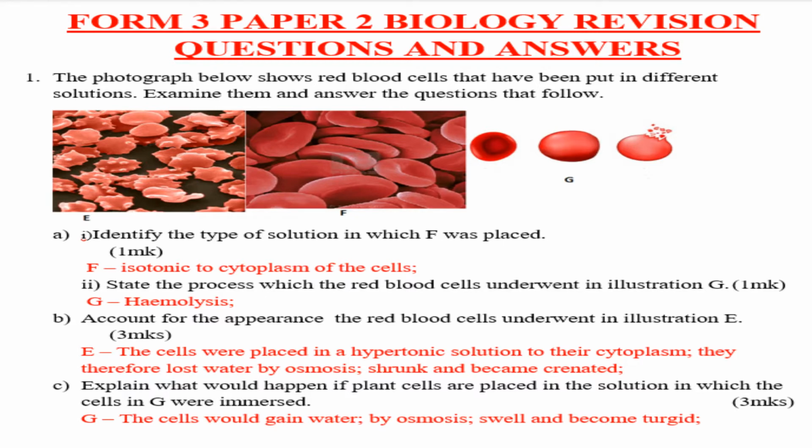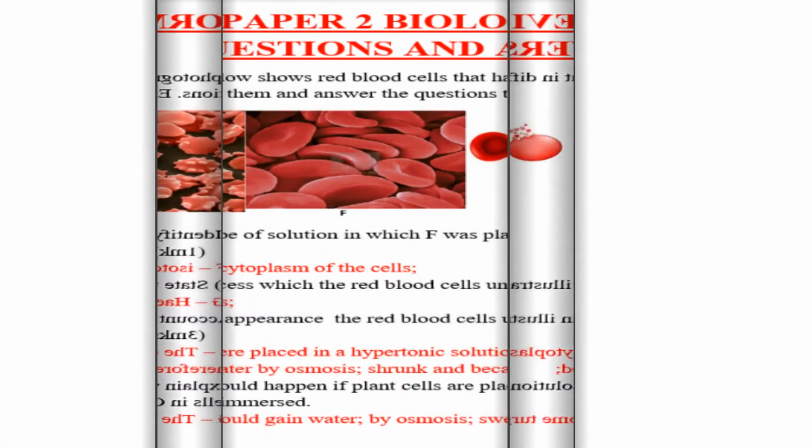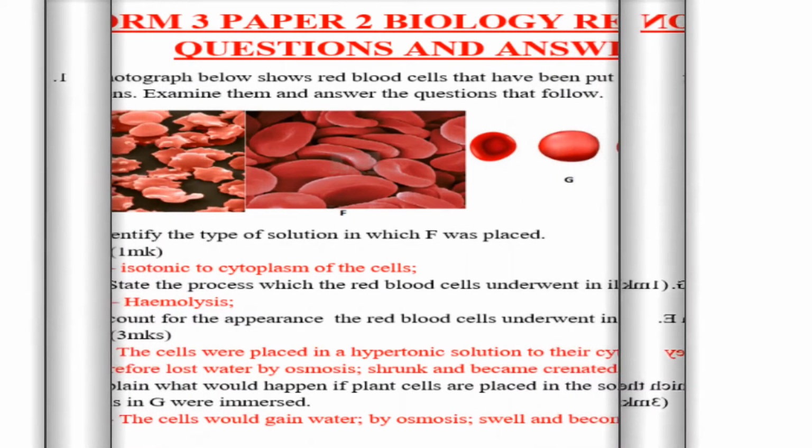Question A: identify the type of solution in which F was placed, for 1 mark. F, you can see how the red blood cells appear. That solution is isotonic to the cytoplasm of the cells. The solution is isotonic. That's why you can see they have gained water and have become big.